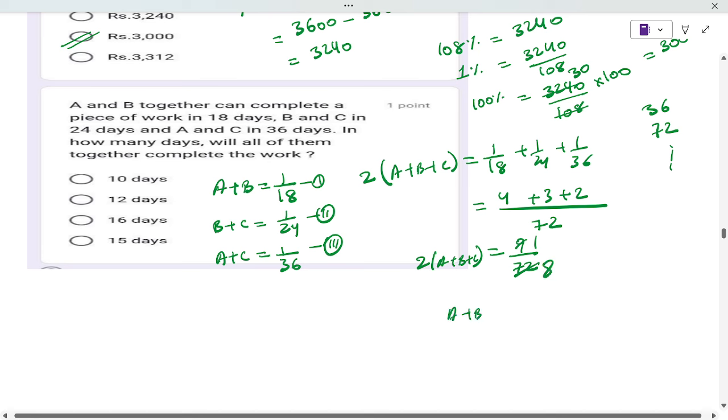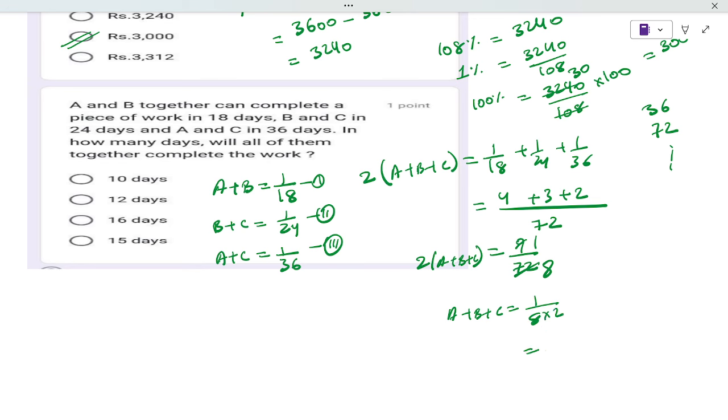So A plus B plus C is equal to 1 by 8 into 1 by 2, which gives us 1 by 16. We are finding it in terms of 1 day work, so 1 by 16 is the 1 day work. So A, B and C can finish the work in how many days? 16 days. So 16 days is the answer.